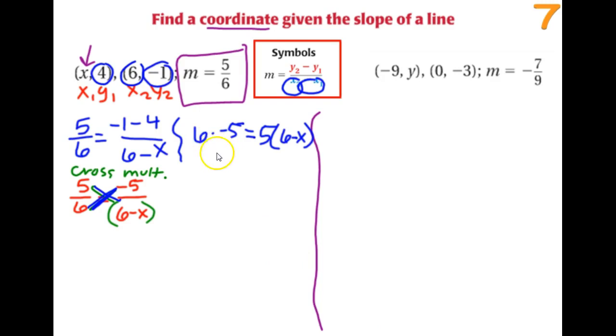So 6 times negative 5 is negative 30. If we distribute on this side, 5 times 6 is 30. 5 times negative x is negative 5x. We just multiply. Don't forget to multiply both terms, okay? So now we're just going to solve this. We want to get x by itself. We're going to do our order of operations backwards, get rid of addition or subtraction. So I'm going to subtract 30.